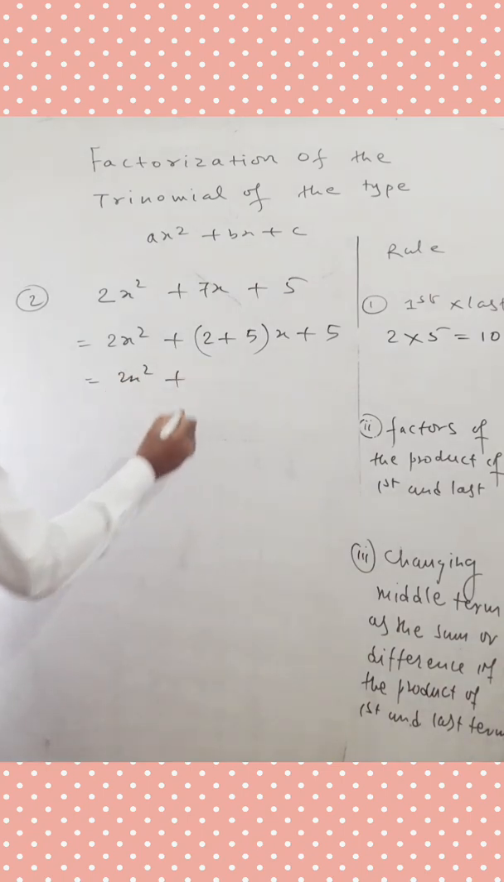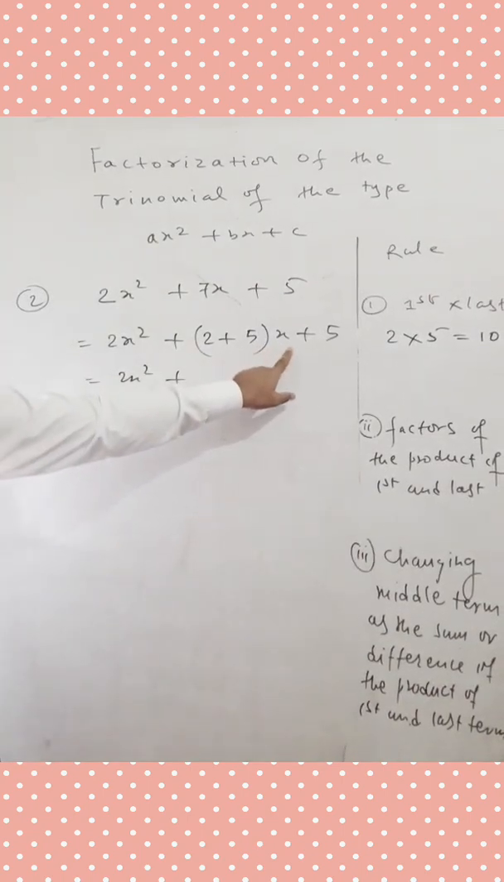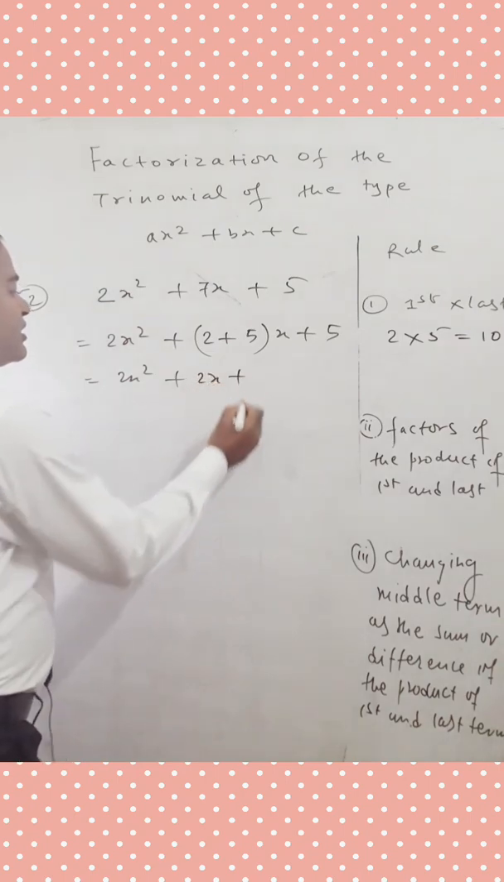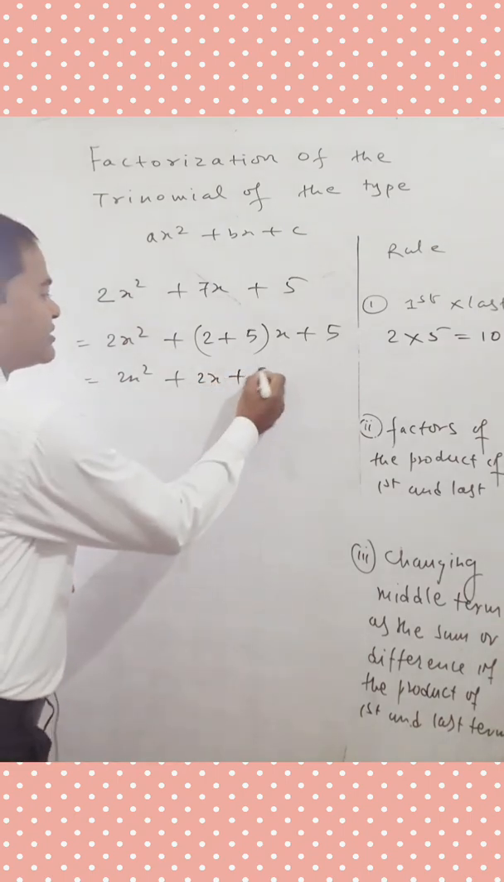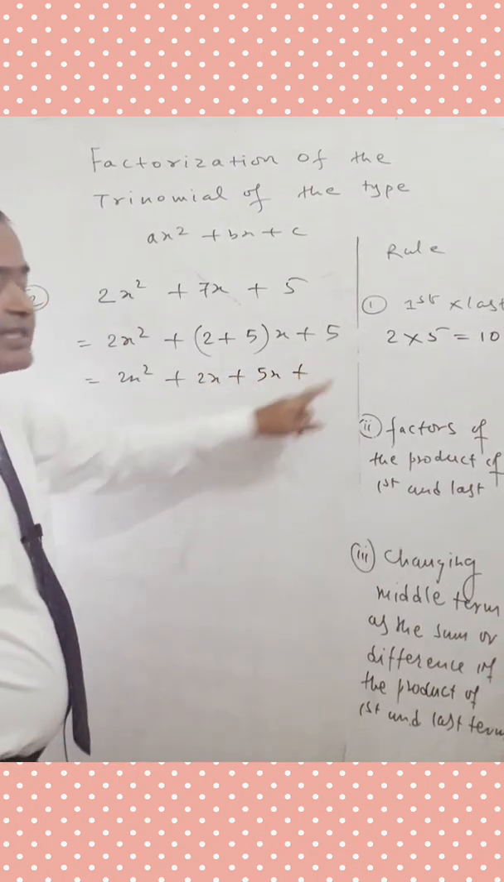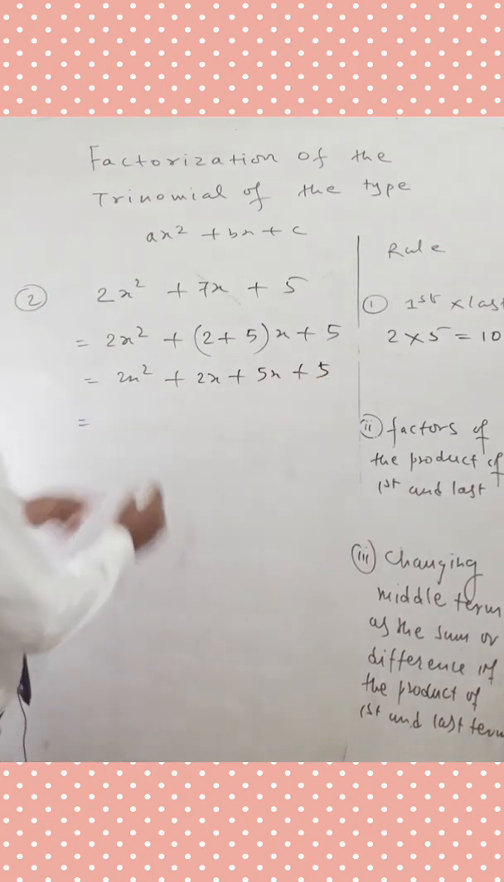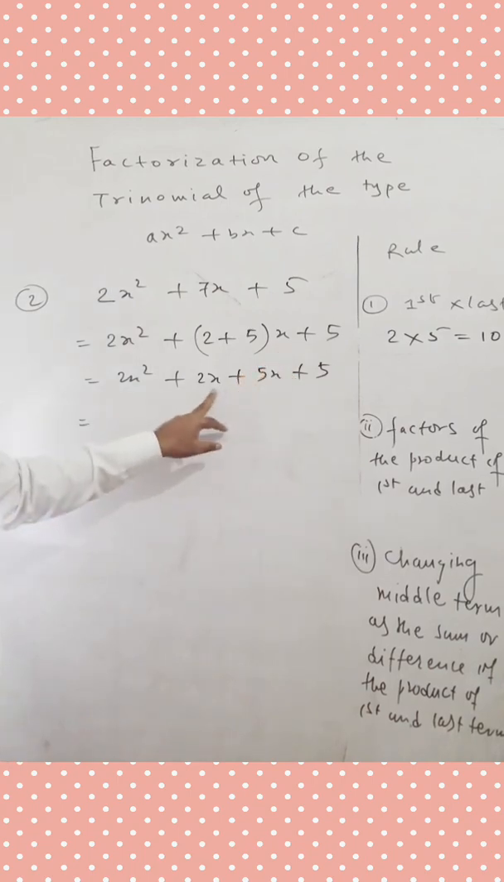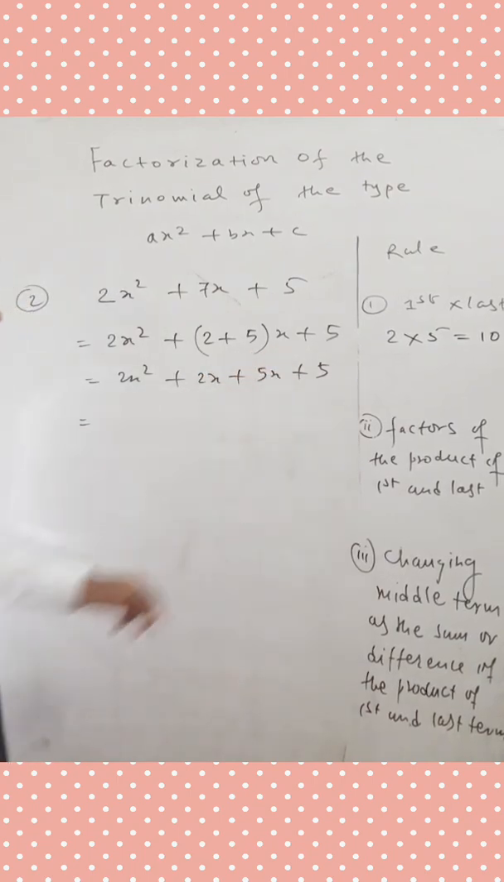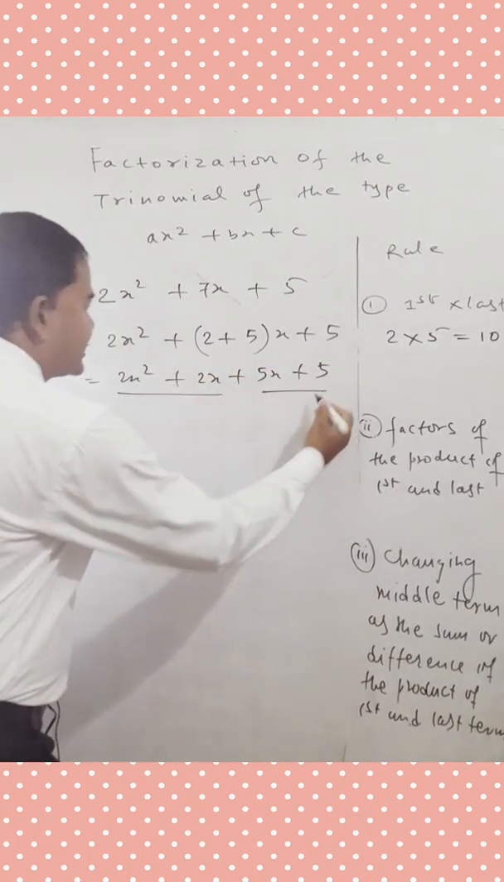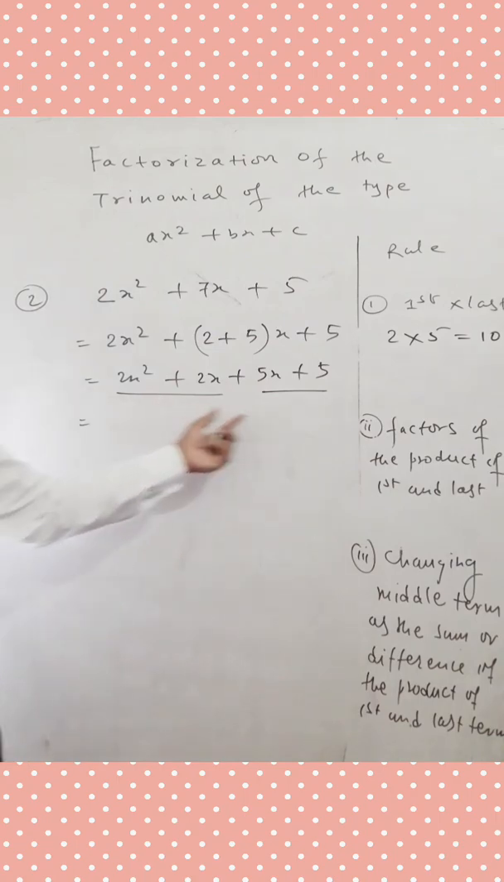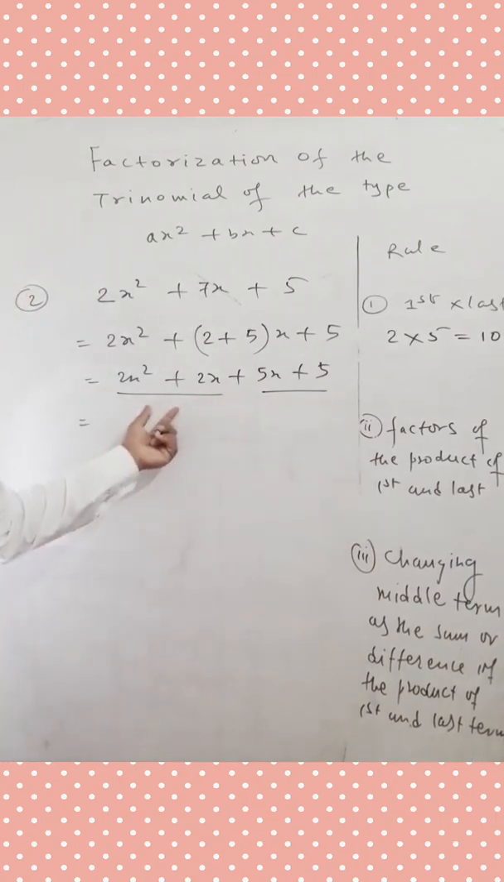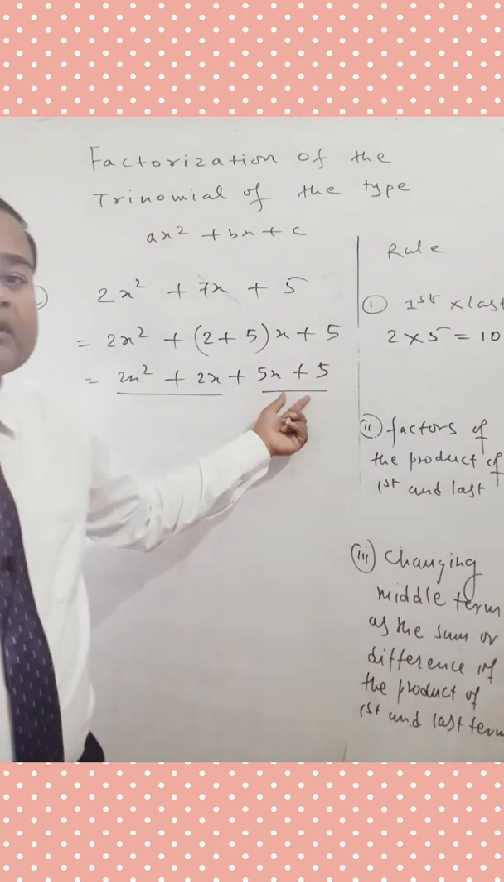2x square plus 2 into x is 2x, plus 5 into x is 5x, plus 5 as it is. So dear students, in the second step we have done just the simplification. That means 2 is multiplied with x and 5 is multiplied with x. Now in the third step we'll factorize the first part and the second part. In the first part we have taken two terms, and in the second part we have taken two terms.